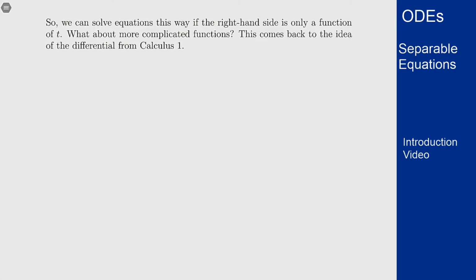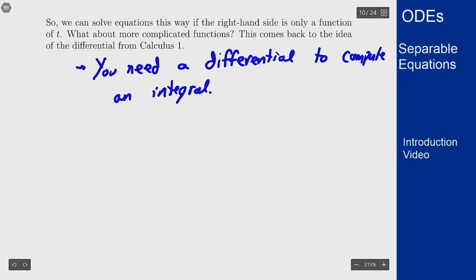What if things are more complicated? Well, we can tie this back to the differential that we learned about in Calc 1 and work from there. The point is, when you do integrals, you need a differential to compute an integral. This is the dt, the dx, the dy that show up at the end of the integrals. You need that there, otherwise the integral doesn't make any sense. For the last example, we could just put it on both sides because we had a dy/dt on one side that we knew was going to integrate to a nice thing by the fundamental theorem of calculus.